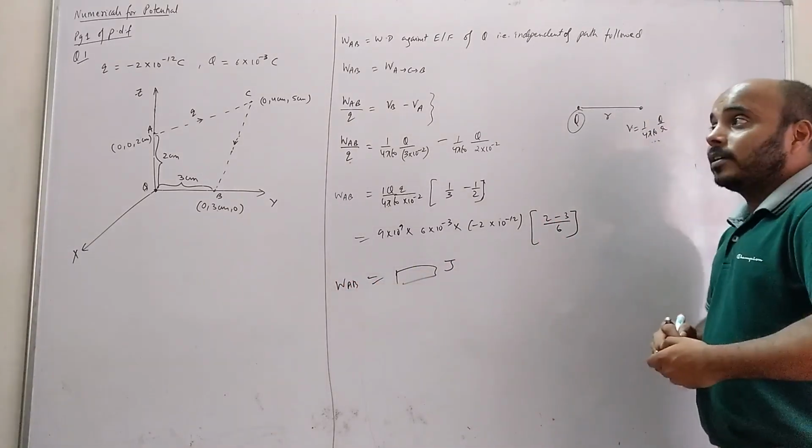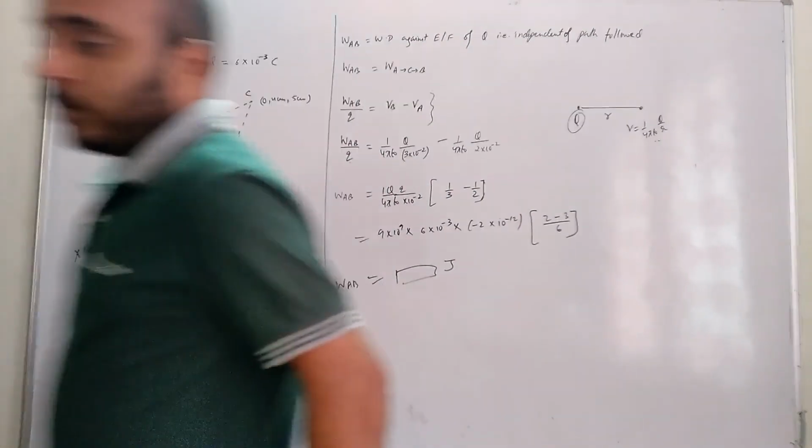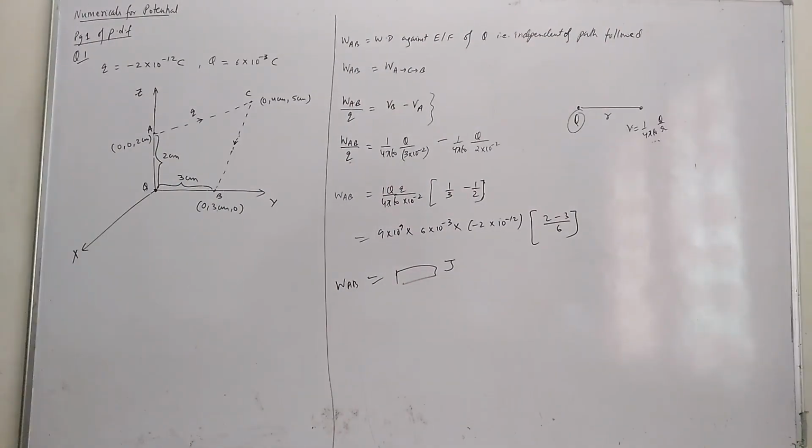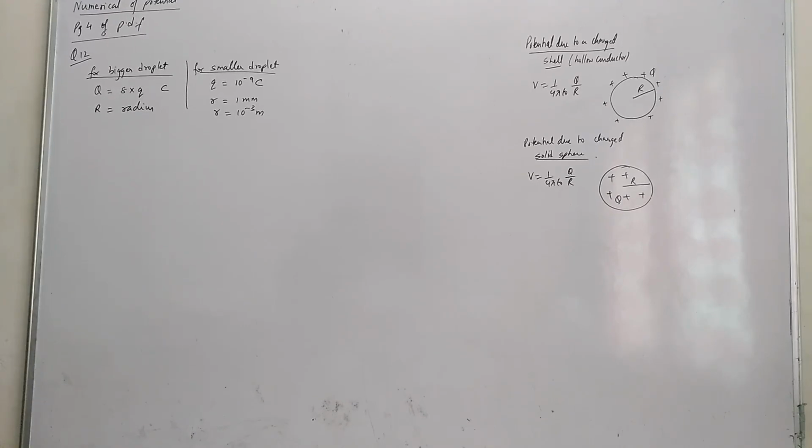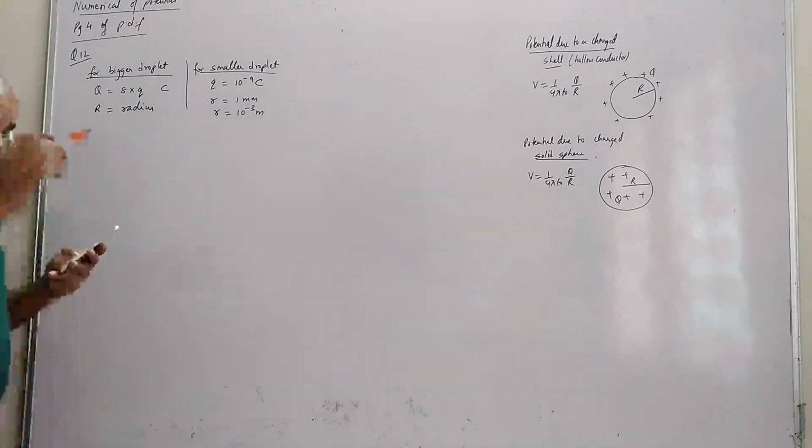Okay, class. Now we'll go to the next question. Okay, now the next question again you will find in the PDF which I sent you, numericals of potential. Okay, the name is like this. Go to page number 4 of the PDF. Okay, there you will find the question number 12. I have made a selection on the question number.